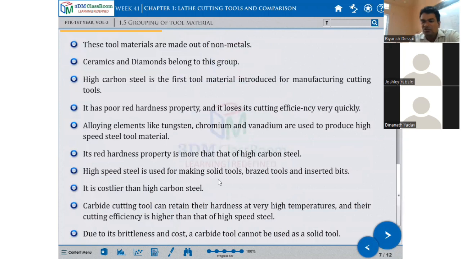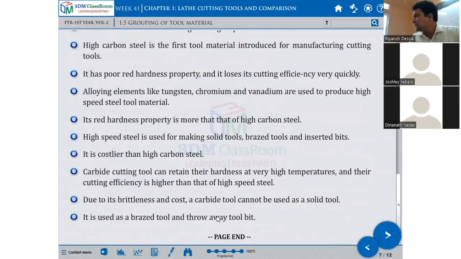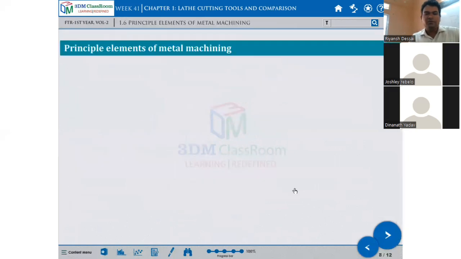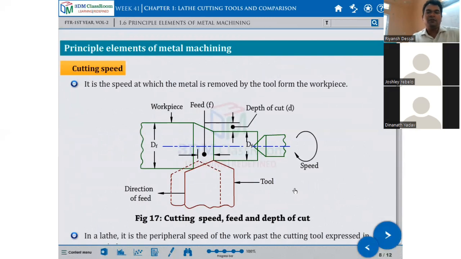High-speed steel is used for making solid tools, brazed tools, and inserted bits, and it is costlier than high carbon steel. Carbide cutting tools can retain their hardness at very high temperature, and their cutting efficiency is much higher than that of high speed steel, but the cost of this metal is very high. Due to its brittleness and cost, the carbide tool cannot be used as a solid tool. It is used as a brazed tool and as a throwaway tool bit. Principal element of metal machining.